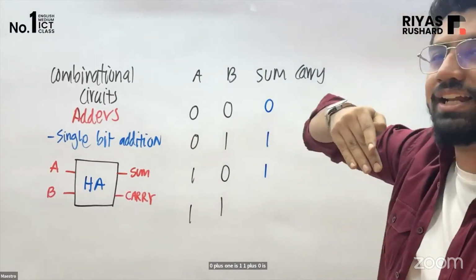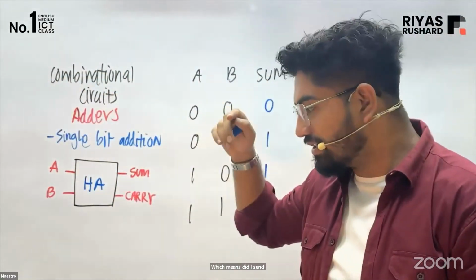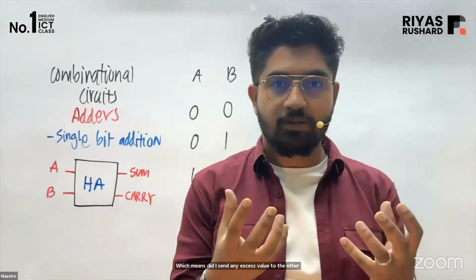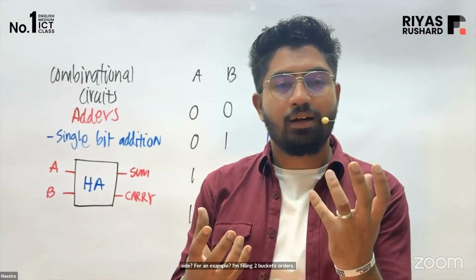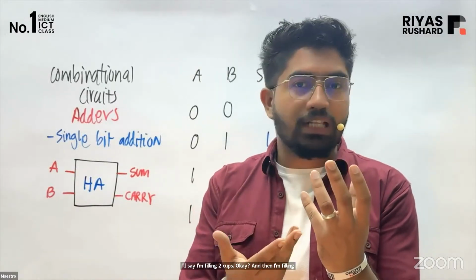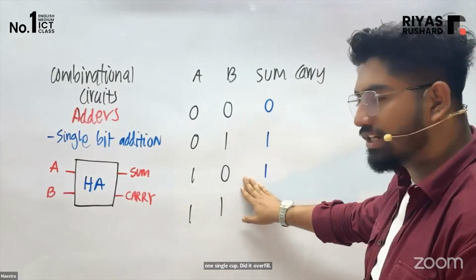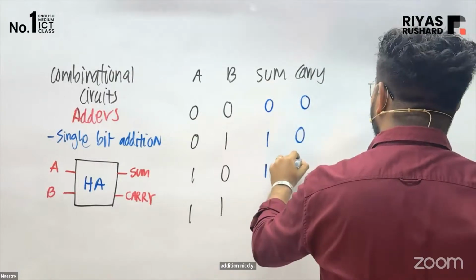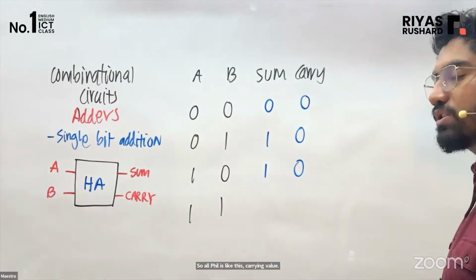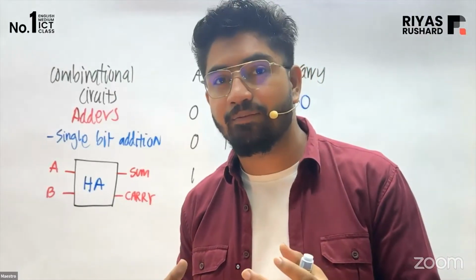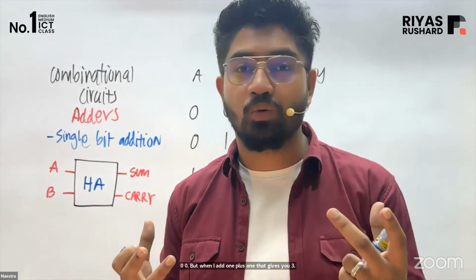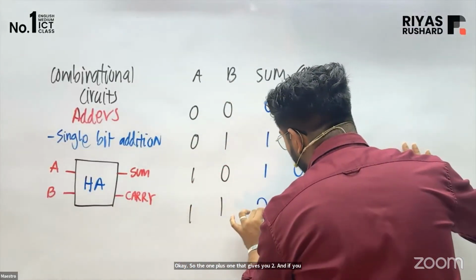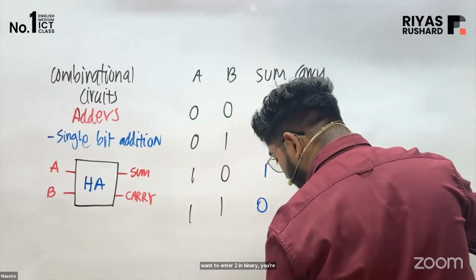Which means, did I send any excess value to the other side? For an example, I'm filling two cups, and then I'm filling one single cup. Did it overflow? No, because I can perform the addition nicely. So overflow is like this carrying value. So 0, 0, 0. But when I add 1 plus 1, that gives you 2. And if you want to write 2 in binary, your summation would be 0 and your carrying value should be 1.